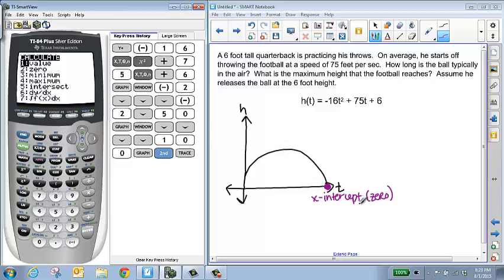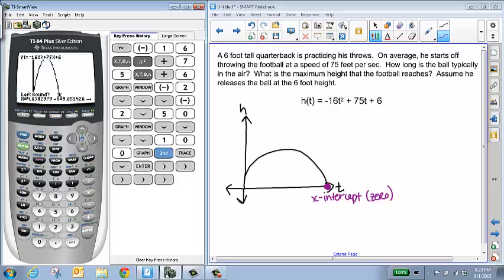Since we want the x-intercept or the 0, we're going to select 0. Now remember, for the left bound, right bound, you can only use the left and right arrow keys to maneuver your cursor along the path of the parabola. Since this is the point that we're looking for down here, we first want to move our cursor so that it is sitting on that x-intercept. So it's pretty close. You can see it blinking right there.